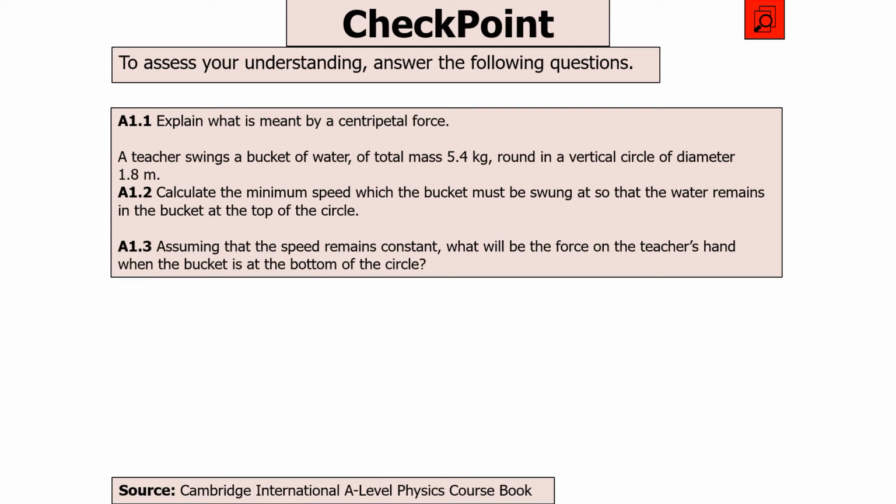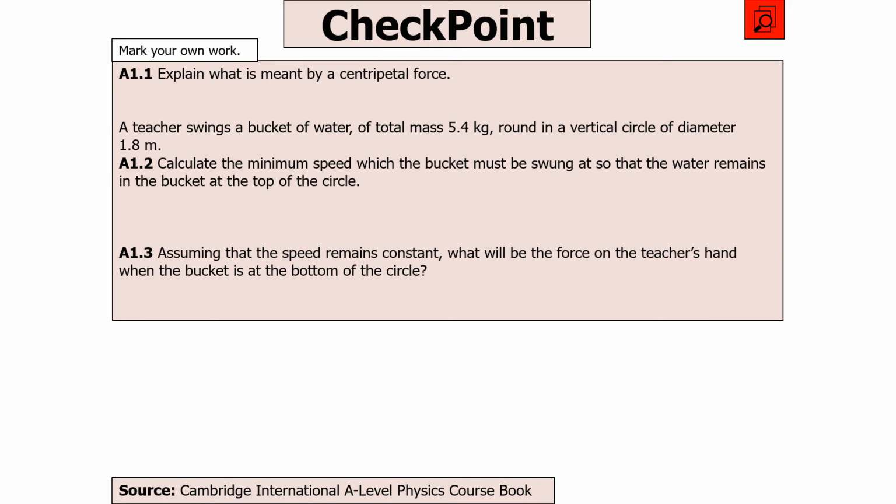The next question says, explain what is meant by the centripetal force. Then a teacher swings a bucket of water of mass 5.4 kilograms round in a vertical circle of diameter 1.8 meters. Calculate the minimum speed which the bucket must be swung at so the water remains in the bucket at the top of the circle. Then assuming the speed remains constant, what will the force on the teacher's hand be when the bucket is at the bottom of the circle? So pause the video now, then unpause the video when you want to go through your answer.